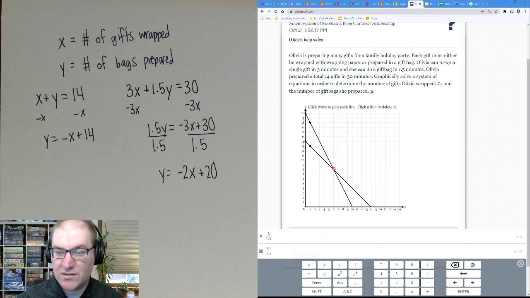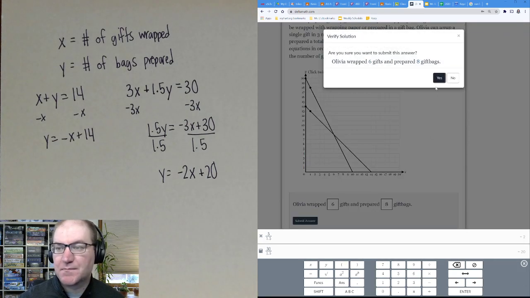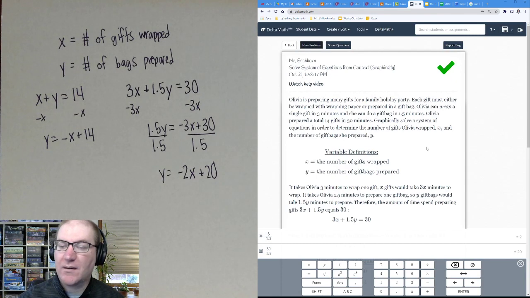And hey, look at that. They intersected right there at 6, 8. So that would mean that she wrapped 6 gifts and prepared 8 gift bags. Let's see if we're right. Bam, we did it.